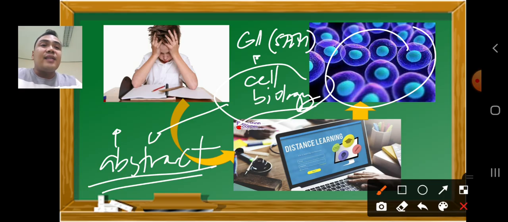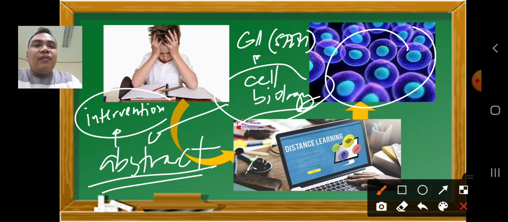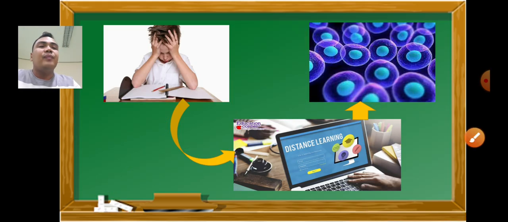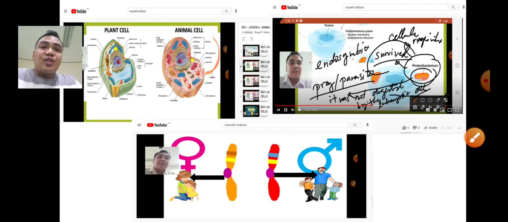Thus, if there is a problem, there should be a solution. So the researcher here, who is a teacher in cell biology, implemented an intervention. This intervention will serve as the solution to the problem in order to enhance the conceptual understanding among the students when it comes to cell biology. And the intervention, which is the solution in order to help our learners to understand the concept of biology, is through the use of video instructions.